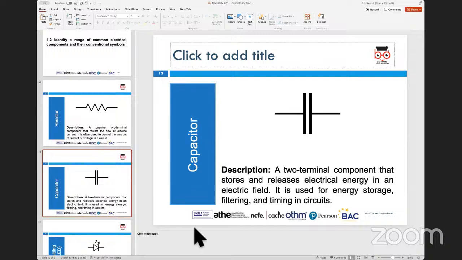The second part that we talk about is a capacitor. The capacitor is essentially a two-terminal component that stores and releases electrical energy in an electrical field. This could be used to store energy, it could be used to filter energy, it could be used to pass electric current at various timings within the circuit. The function of the capacitor is essentially to store and release electrical energy. It smooths out fluctuations in power supply.